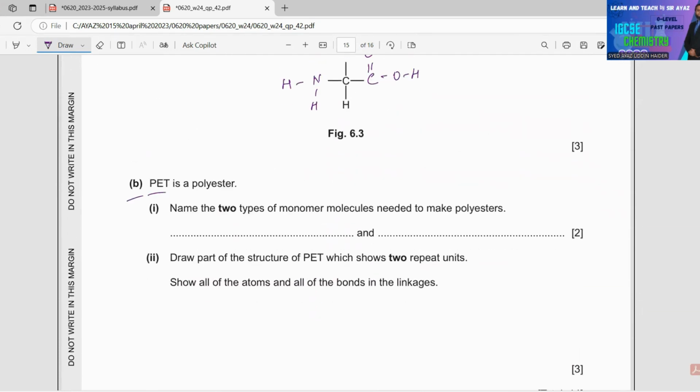B. PET is a polyester. One, name the two types of monomer molecules needed to make polyesters. Definitely it must be diols and dicarboxylic acids. Diols, monomer having two OH groups, and dicarboxylic acids having two carboxyl groups. So you have diols and dicarboxylic acids.